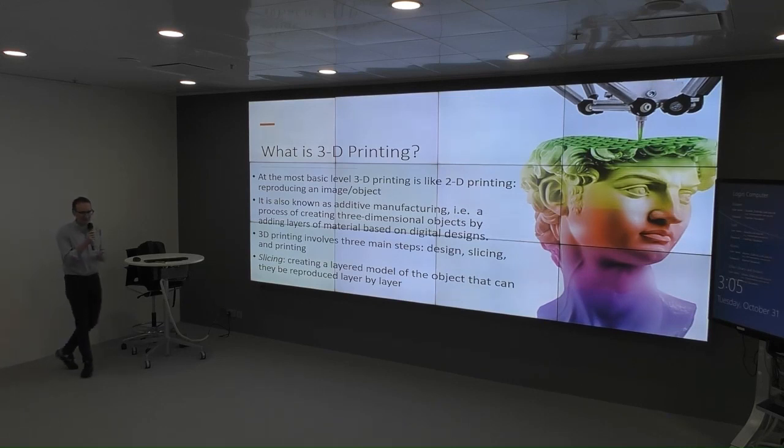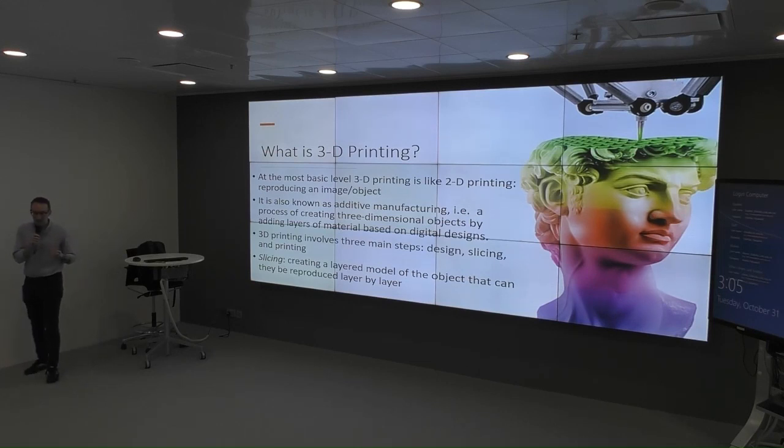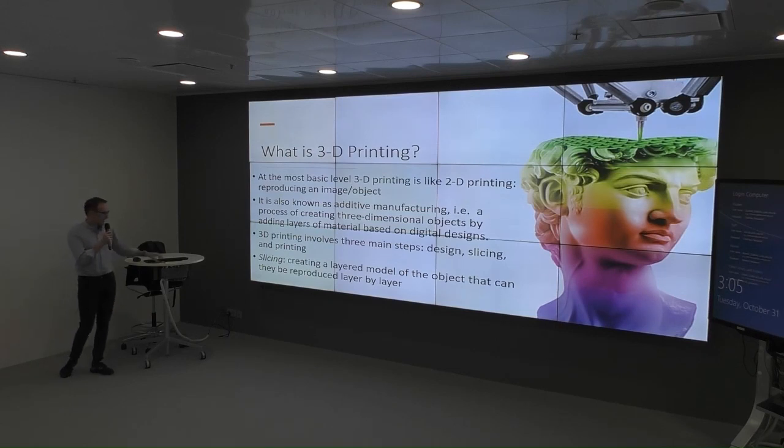But in many ways, what we're doing with 3D printing is the same as 2D printing, right? We're creating reproductions of images and objects, but in 3D rather than 2D. 3D printing has another name, which I think is in some ways more helpful. It's called additive manufacturing, which means creating things by adding layers.